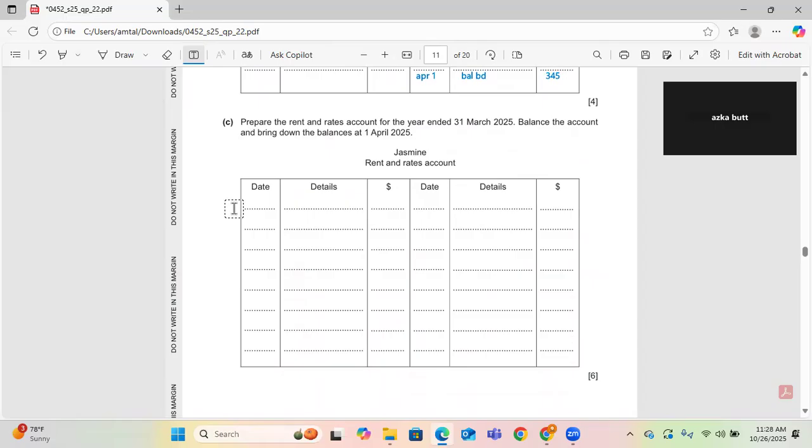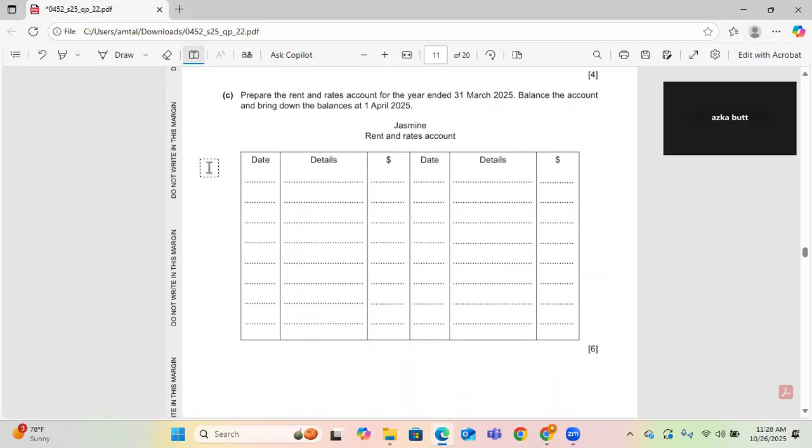Prepare the rates and rent account for the year end. Okay. Balance the amount. So this is basically the expense account. For this, we will be using the mnemonic, which is P A A P.